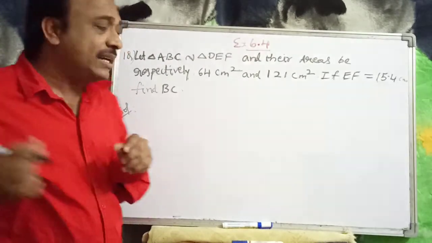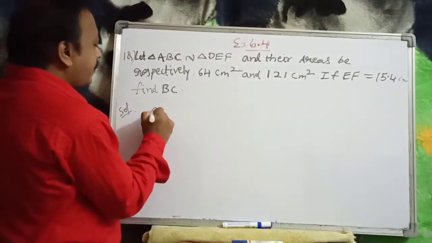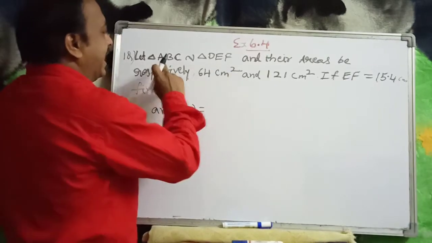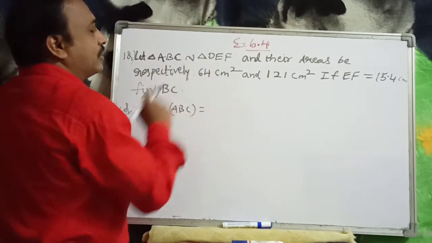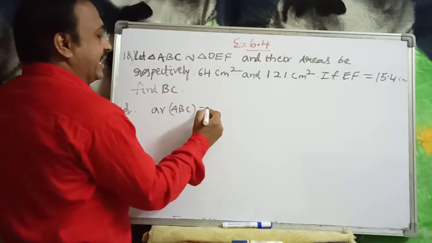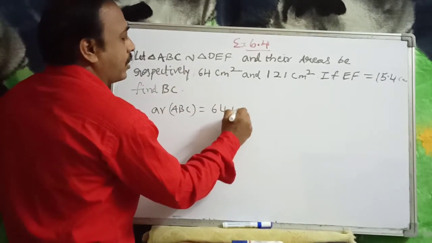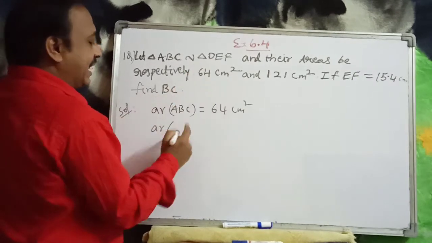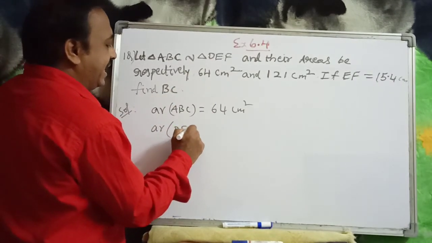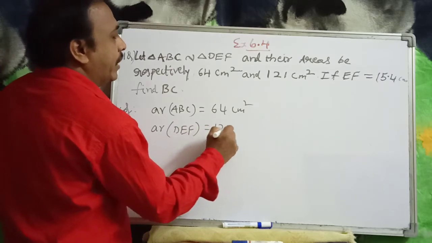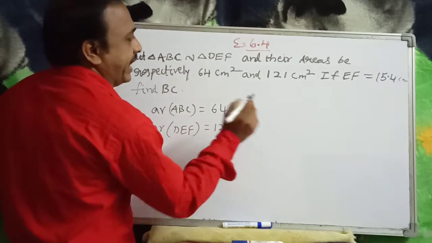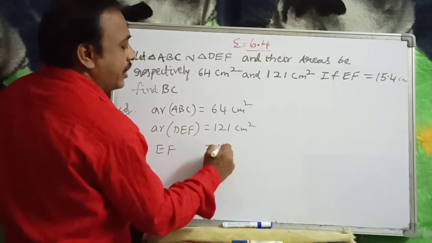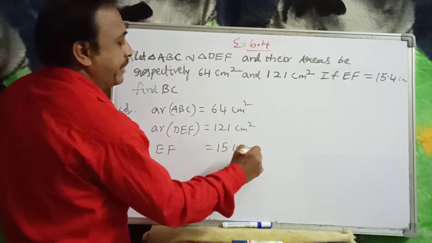What is given? Triangle ABC is similar to triangle DEF. Their areas: area of ABC is equal to 64 centimeter square, and area of the other one, DEF, is equal to 121 centimeter square. EF is given, EF is equal to 15.4 centimeter.